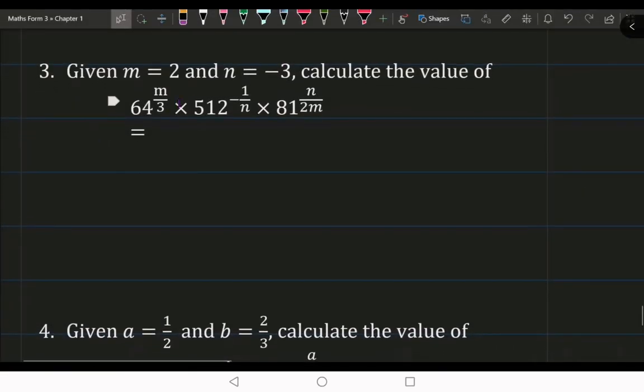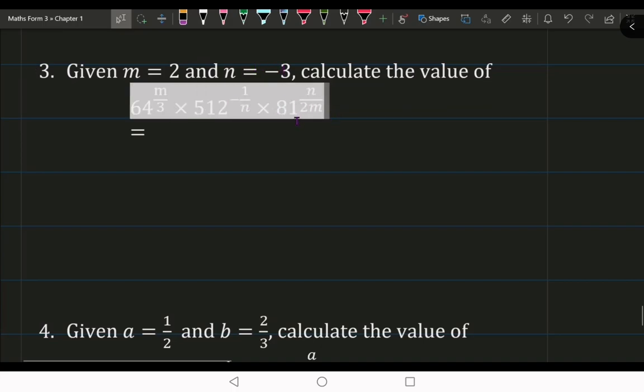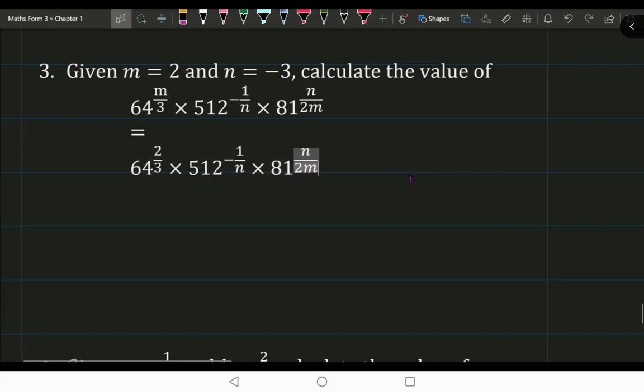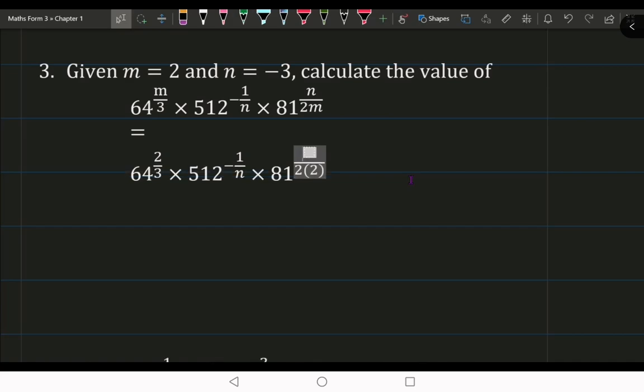For our next question, question number 3, you are going to substitute 2 and negative 3 inside the equation. So you copy the equation. After that, you are going to substitute m with 2. After that, we are going to substitute n with negative 3. Substitute inside here. This one also needs to be substituted by negative 3.